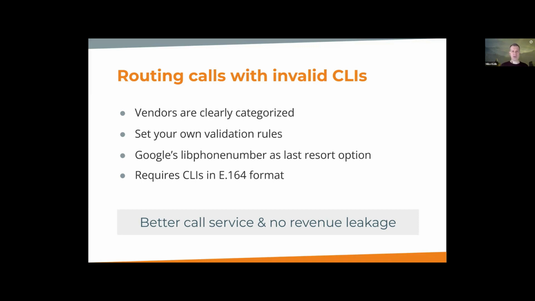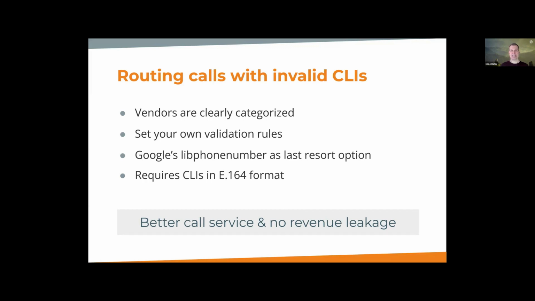If a particular call or CLI doesn't match any of your validation rules, as a last resort option, the platform would use Google's special library for validating phone numbers. It's called libphonenumber. Now, there is one point that I would like to explicitly mention here.